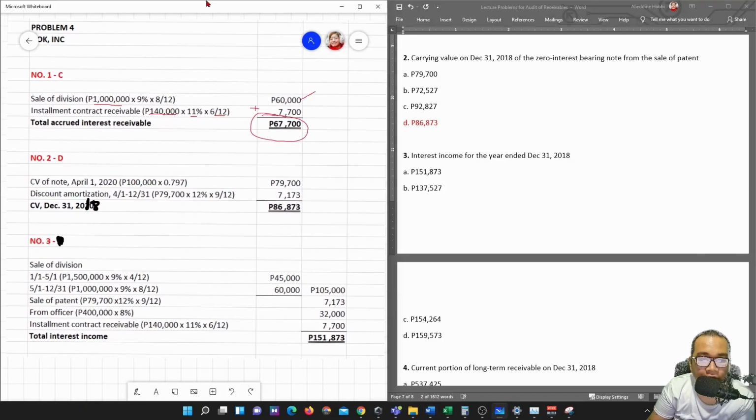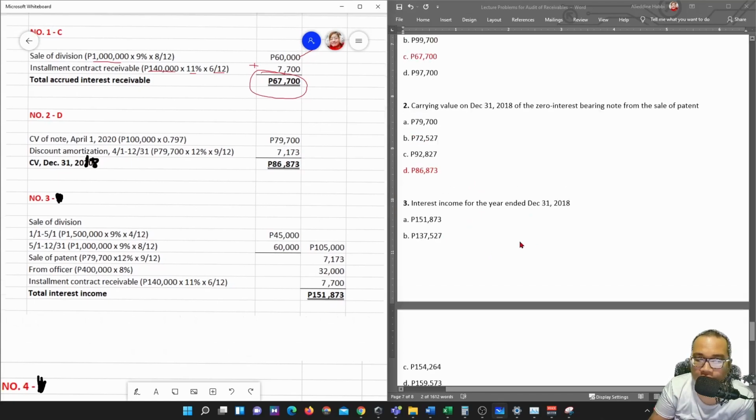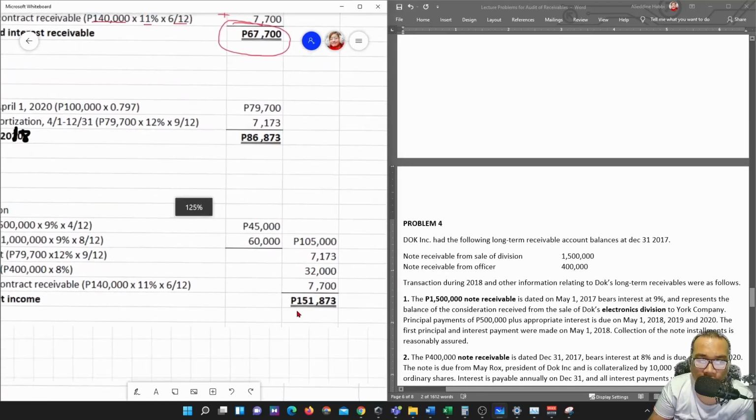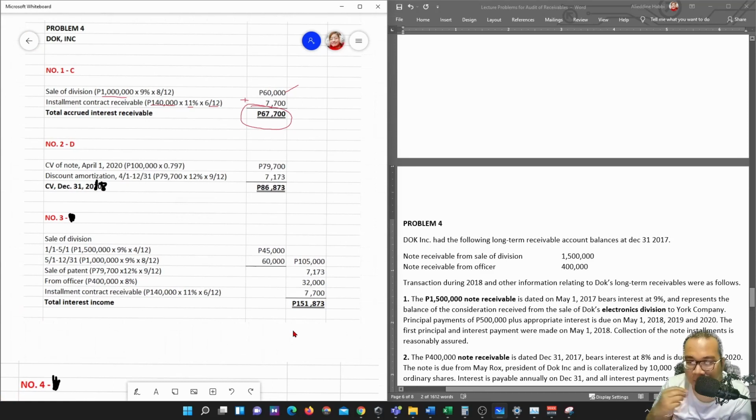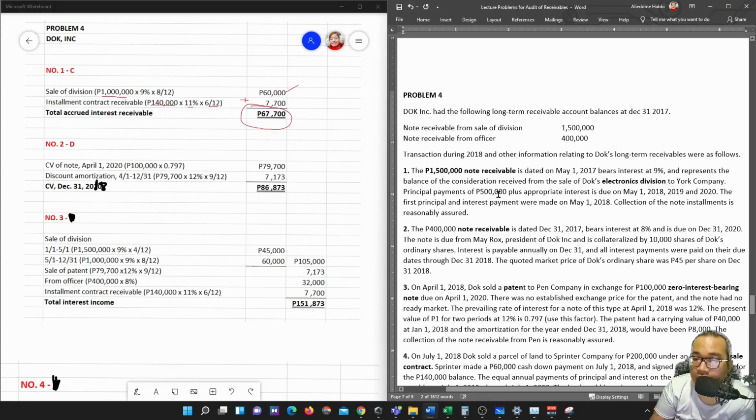Kaya madali na lang to. So, saan tayo? Interest income for the year ended December 31, so yung entire year. So, paano computation yun? Sale of the division. Nag-iba yung principal amount mo during the period, di ba? Kasi nagkaroon ng bayaran ng 500,000 noong May 1. So from January 1 to May 1, 1.5 million yung principal mo. Then from May 1 to the end of the year, December 31, 1 million na lang yung naging principal amount mo.